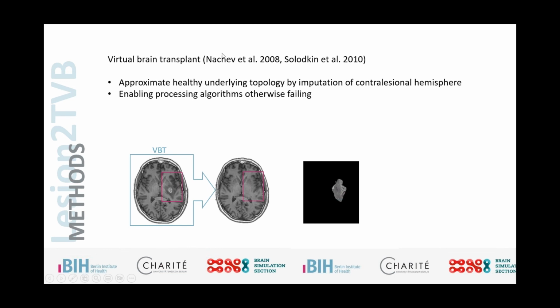The other aspect was the virtual brain transplant. It's based on the idea of enantiomorphic normalization, which is pretty much built upon the idea that the brain is somewhat symmetric. We know this is not 100% accurate, but we know that the degree of symmetry between the hemispheres is sufficiently high for this to be somewhat accurate. So the idea is that to enable our processing algorithms, for example, surface extraction, to actually run, we're replacing the actual lesion signal with the contralateral hemispheric signal that we can extract. So we're replacing this signal with the other hemisphere and ending up with something that looks like a healthy brain.